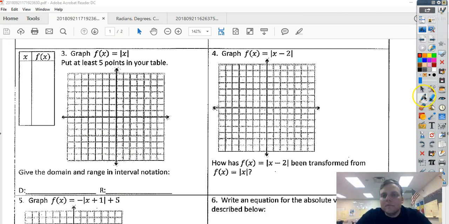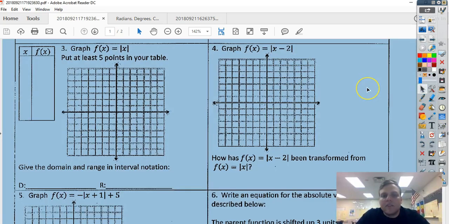Alright, let's try number 4. Graph f of x equals absolute value of x minus 2. Oh look, that's going to be the exact same graph we just had, except we're going to move the graph to the right 2. So everything's now going to look something more like this. Everything has just simply shifted to the right 2. So it says, how has it been transformed? Right 2.